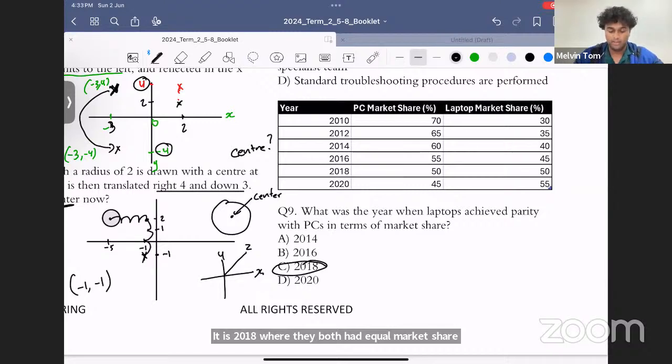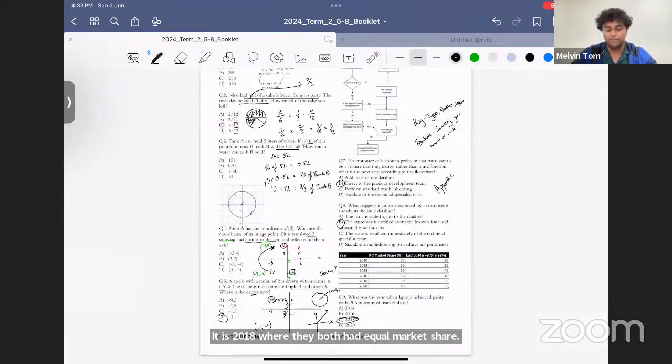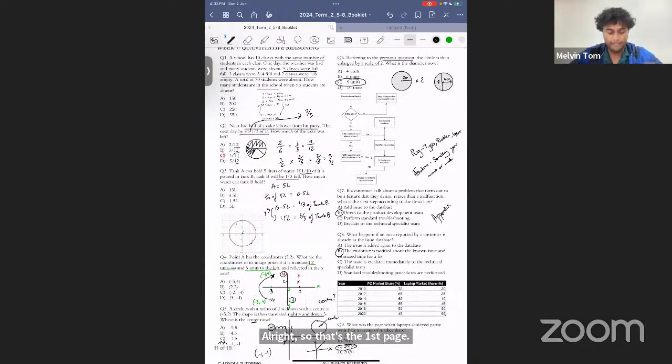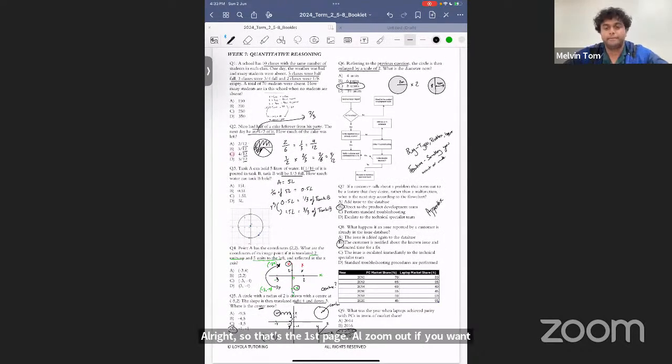All right. So that's the first page. I'll zoom out if you want to take any notes before moving on to the next page. Parity means equal. So it means when they matched each other on the same level.